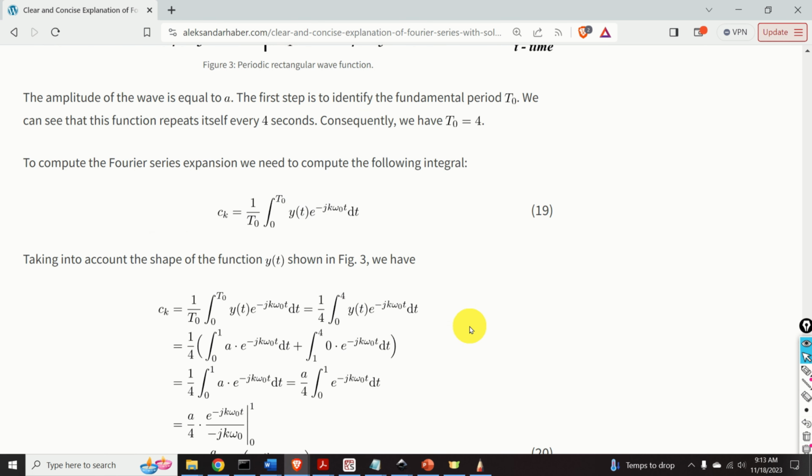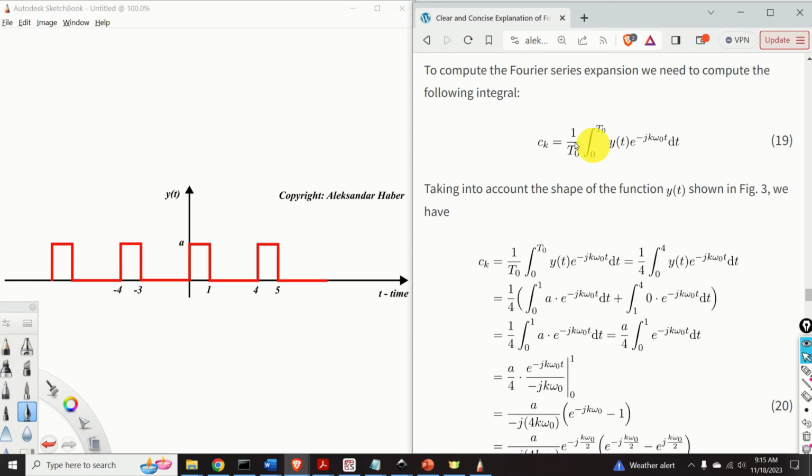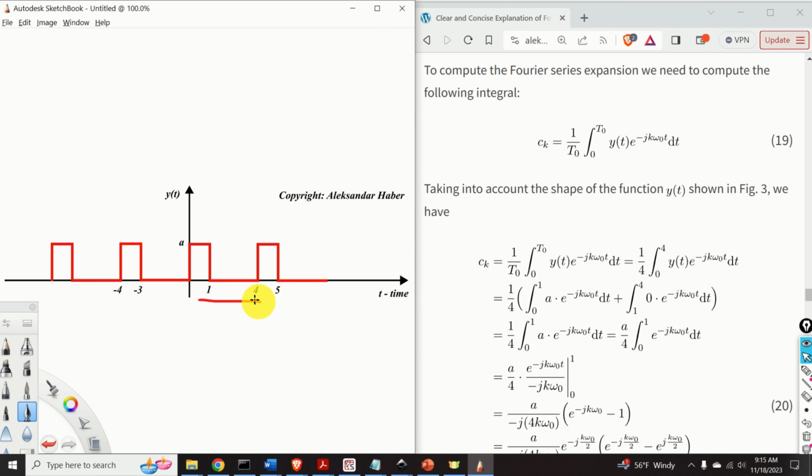To compute the Fourier series expansion, we need to compute this integral. And let's do that. Let us solve this integral. Let us observe our function once more. This integral can be represented like this. An integral from 0 to 4, that is, over the fundamental period of the function y of t.